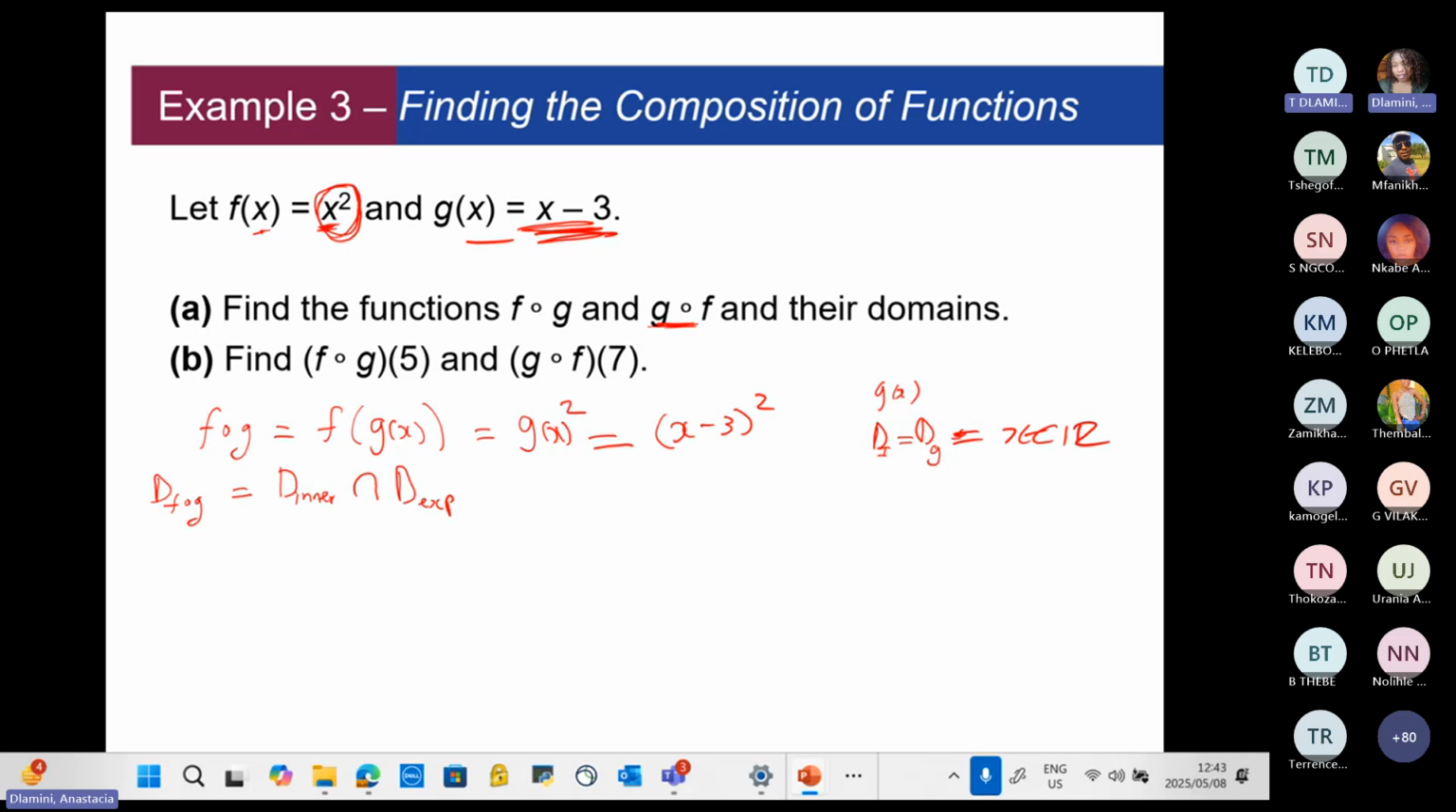Now, what is the domain of the expression? Where is the expression? Give me the expression. Which one is the expression? x minus 3 squared. Thank you. So what is the domain of the expression? Let's call it the expression, domain EX. What is the domain of the expression? It's going to be the same as g. Thank you. Which is x an element of real numbers. Do we agree? Yes, ma'am. So what is the intersection of the two?